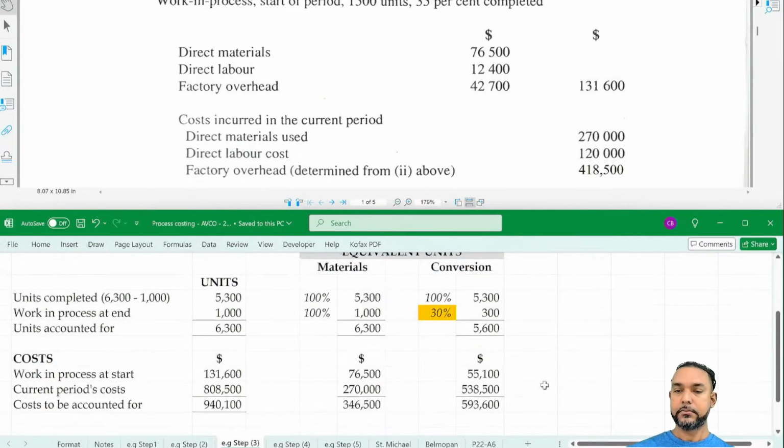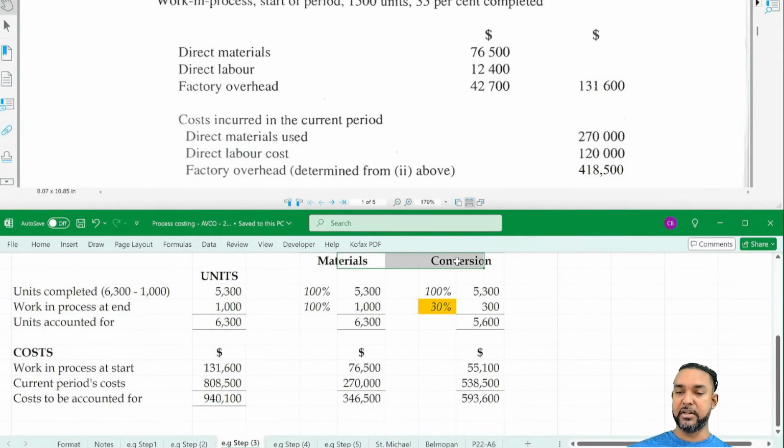So like I said, the columns for material and conversion will persist all the way down in my layout. And again, if you have a layout you learned already in school and you prefer to use it, you're more comfortable with it that way, by all means, do your thing. All we're doing here under the materials column is, you have work in process at start, and then the current period's cost, and then you have materials and conversion. So basically, you're just putting the correct figure in the correct place.